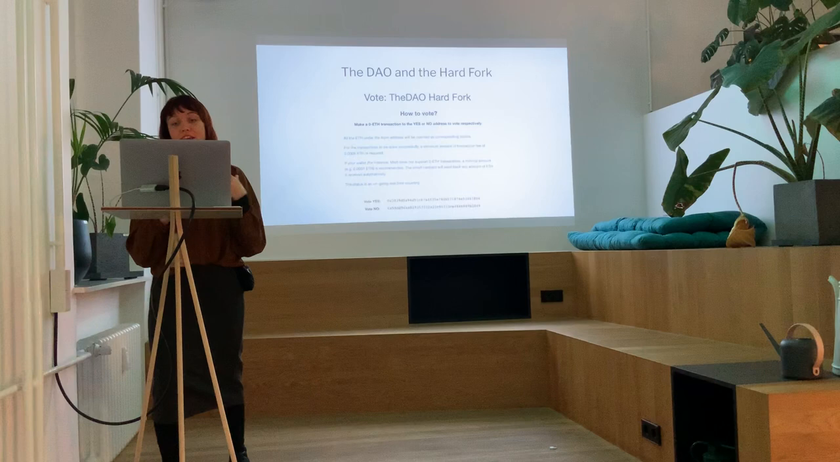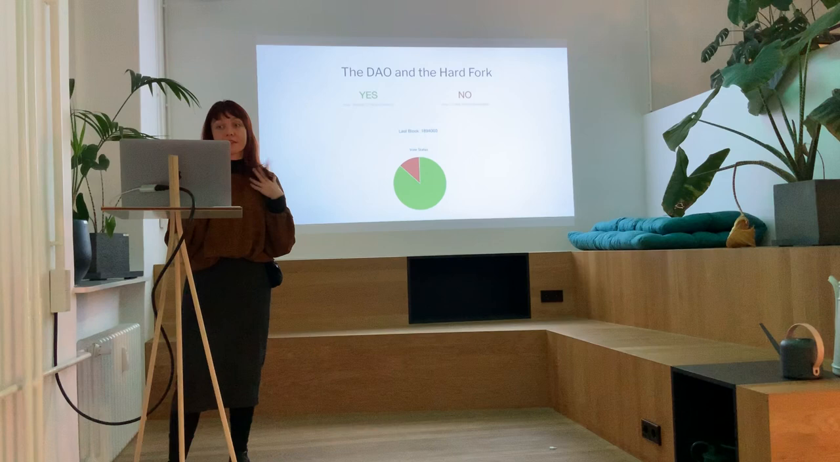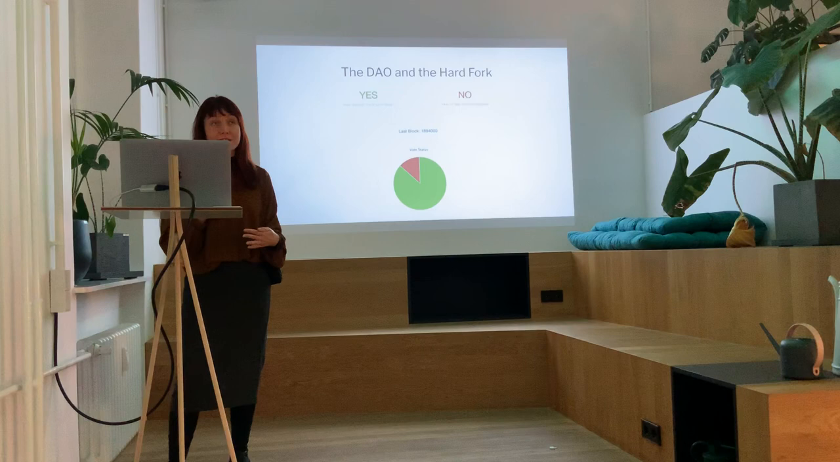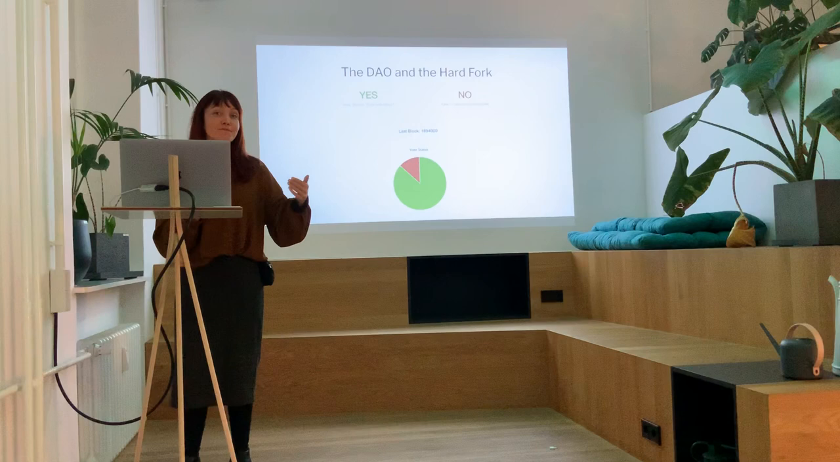Everyone who had Ether was allowed to vote and your vote was weighted by how much Ether you had. They did this vote and it was overwhelming: yes, let's hard fork, let's get the funds back. But the thing was, only about 6% of all Ether holders voted in this. But they said, okay, this Ether consensus gives us some legitimacy to make this decision as technical developers to do the hard fork.